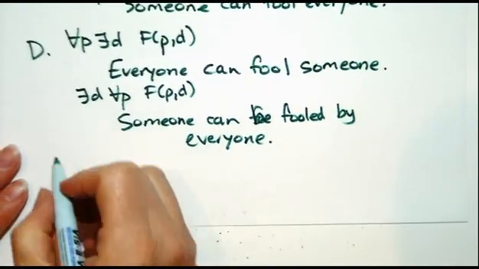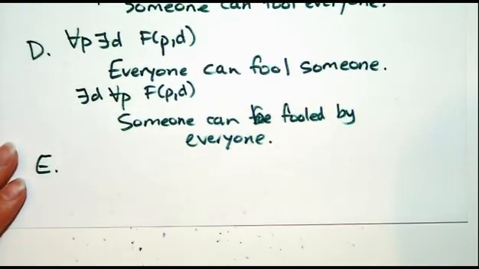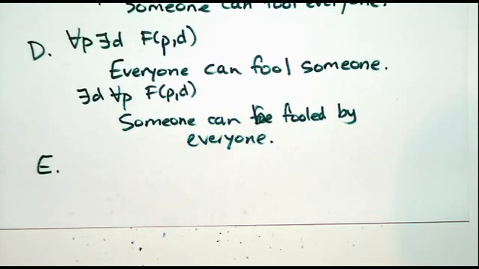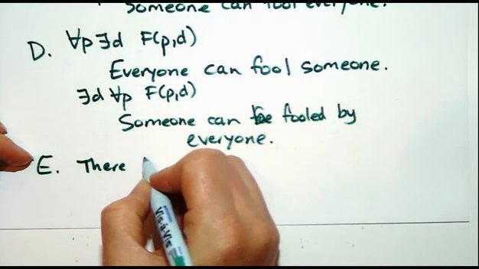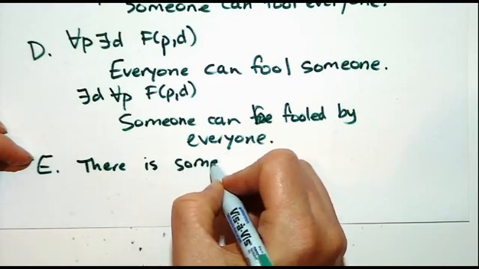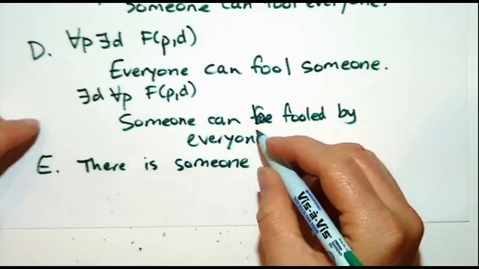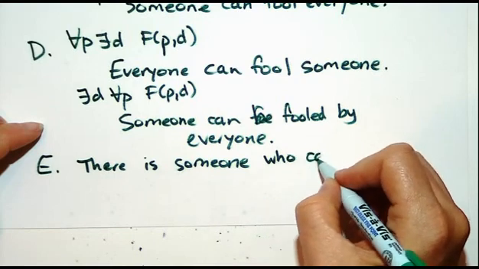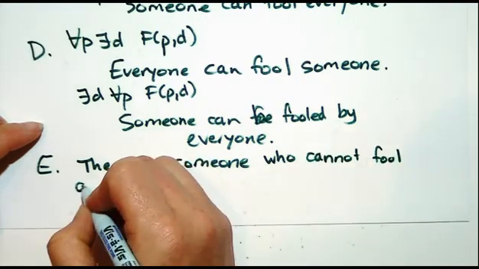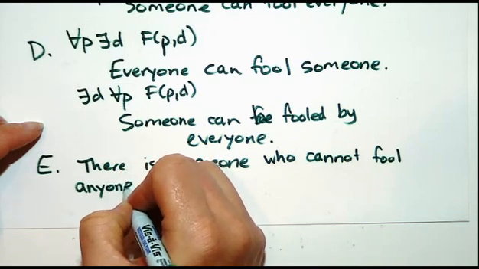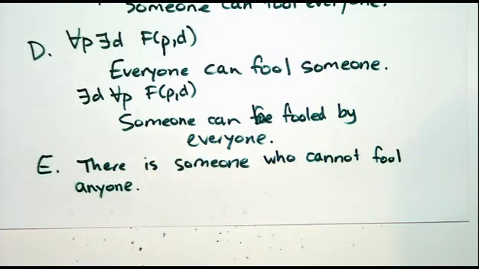All right, let's do part E. So this one we actually are given a statement and we have to figure out the predicate calculus. So this one is, there's someone who cannot fool anyone. Okay, I want you to try this one.